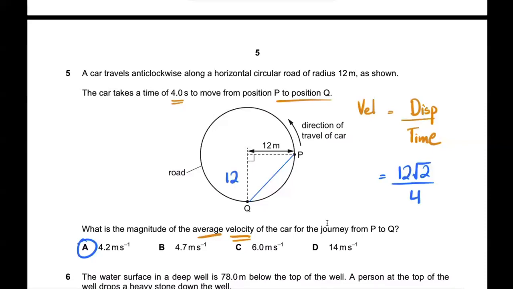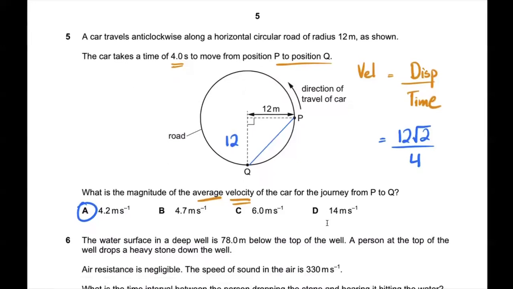If the examiner was asking you for the average speed, then it would not be this distance, because the car has traveled this entire distance. You would have to calculate all of this, which would be 3/4 of the circumference. So you would do 3/4 of 2 pi r. That would be the distance, and time would be the same 4 seconds. But because this is velocity, it's displacement.